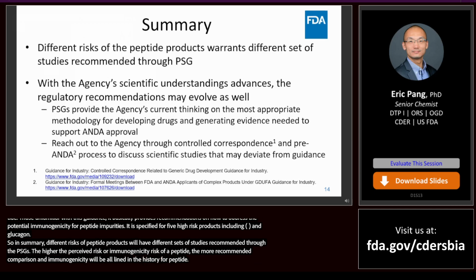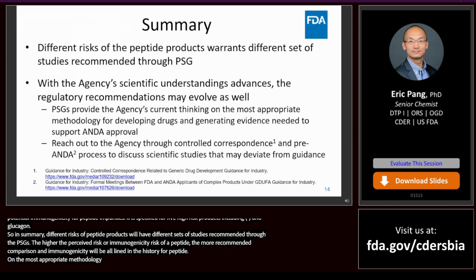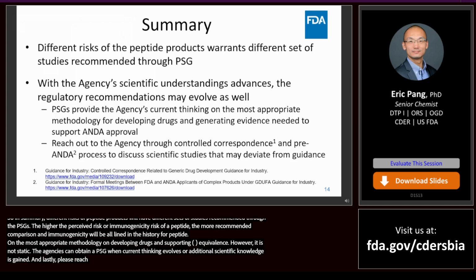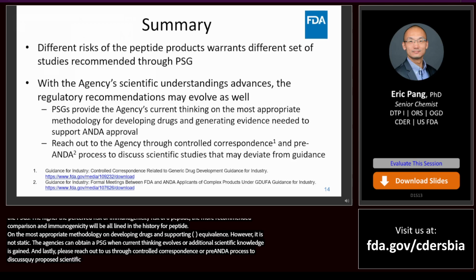PSG reflects the current agency's scientific thinking on the most appropriate methodology for developing drugs and generating evidence supporting therapeutic equivalence. However, it is not static. The agency can update the PSG when current thinking evolves or additional scientific knowledge is gained. And lastly, please reach out to us through control correspondence or the pre-ANDA process to discuss any proposed scientific studies that may deviate from the PSG recommendations.